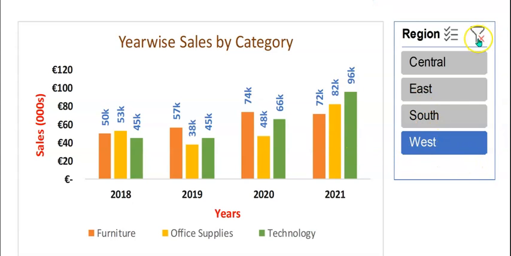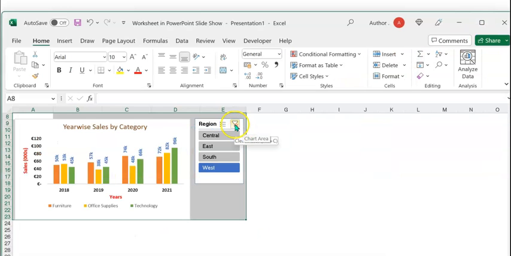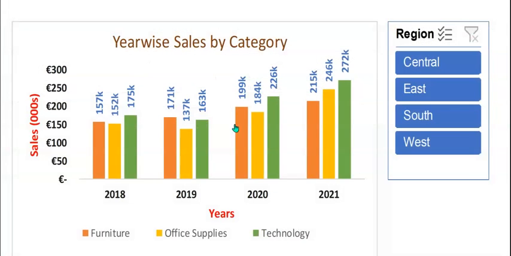In case I want to see all the regions, let's click here. We are in the Excel sheet. Let's remove all the filters and we are taken back to the slideshow mode.